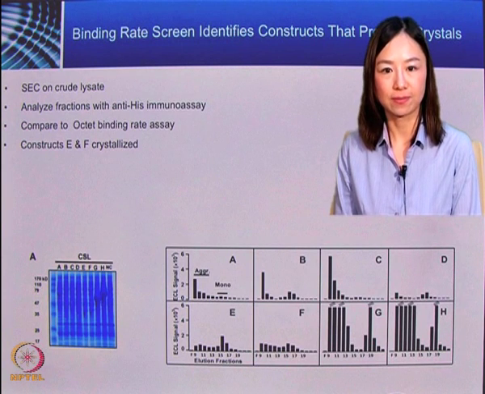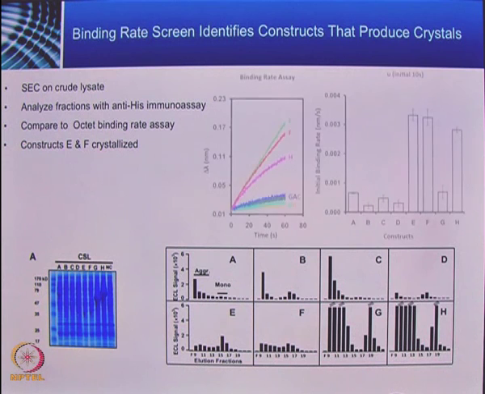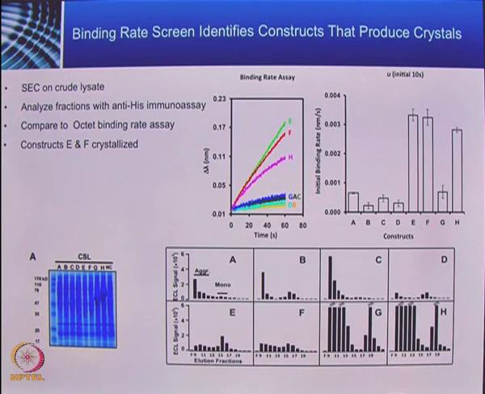As a second step of the study, the researchers then express the different constructs in E. coli and use BLI technology to analyze the binding of the expressed protein to the biosensors with anti-His antibody immobilized on them.